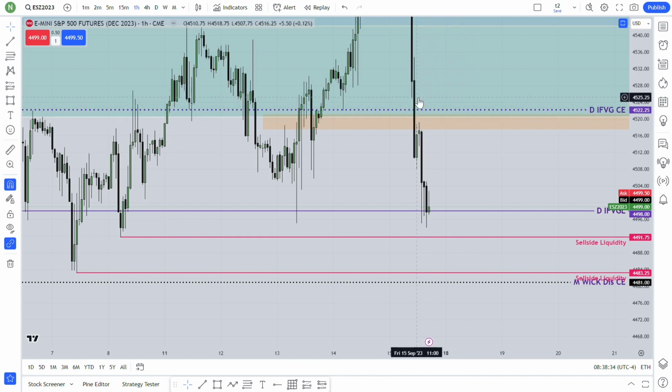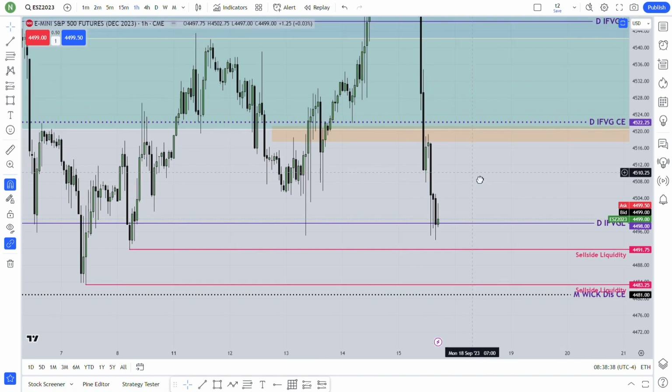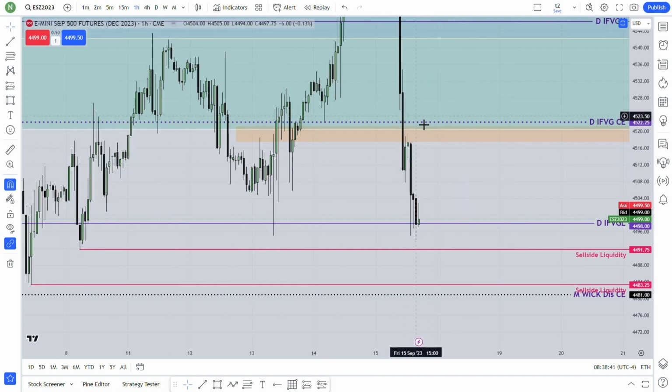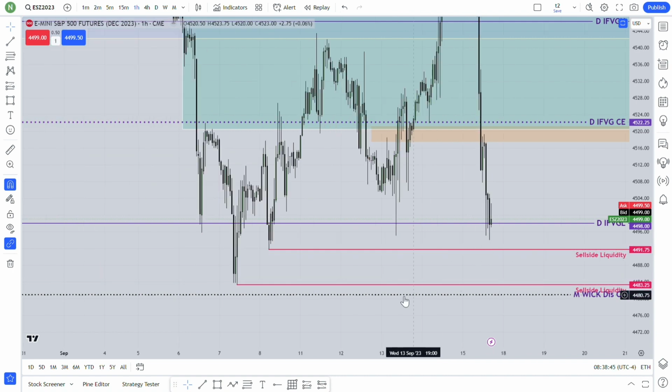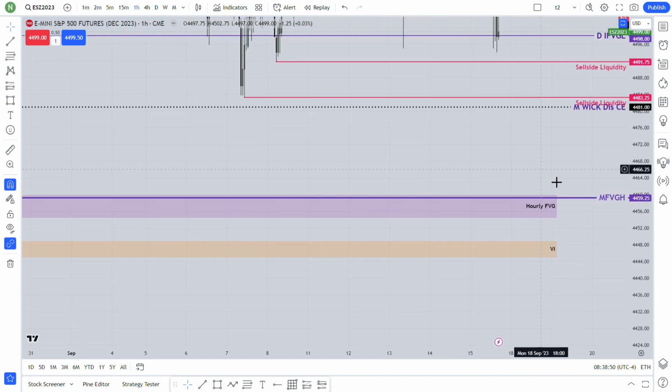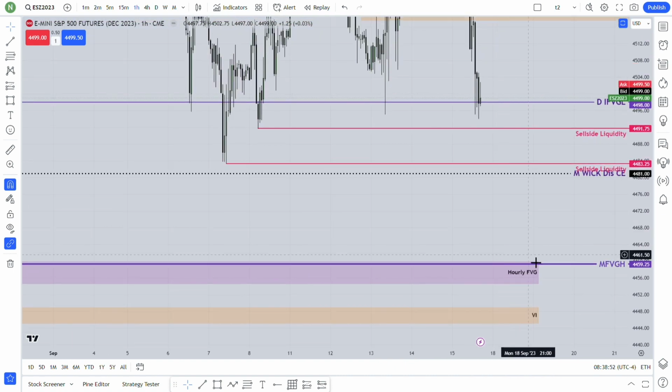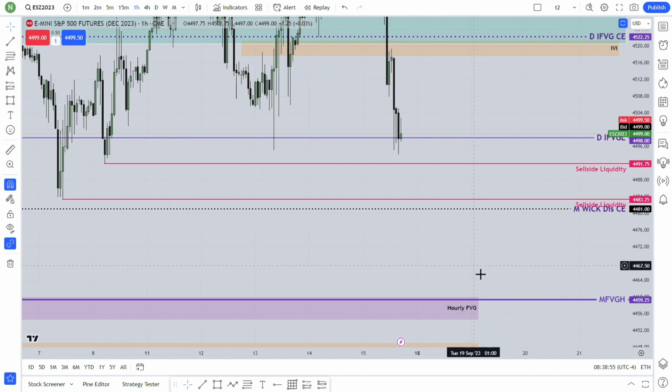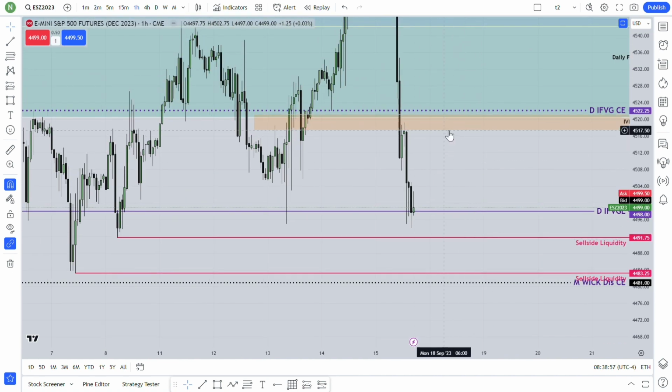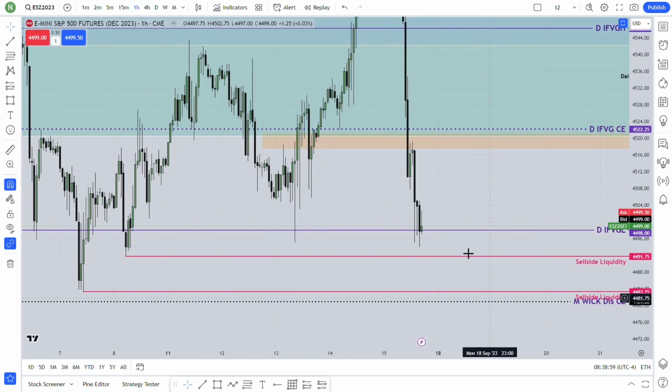if it comes over here to this gap, I will take my highest risk to take a short, and my target will be this sell side liquidity, also this sell side liquidity, which is also the monthly weak discount consequent encroachment. Then it can come lower. I will talk about all of this later when the market actually trades over this place.